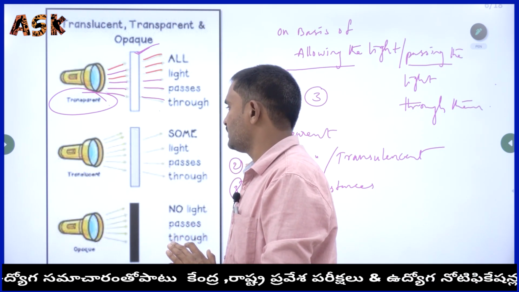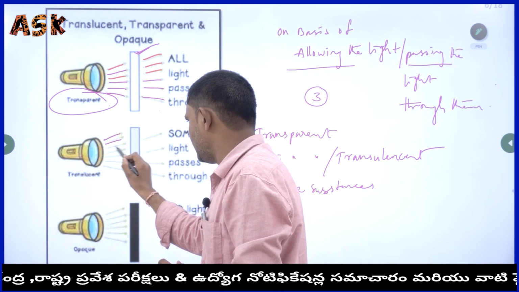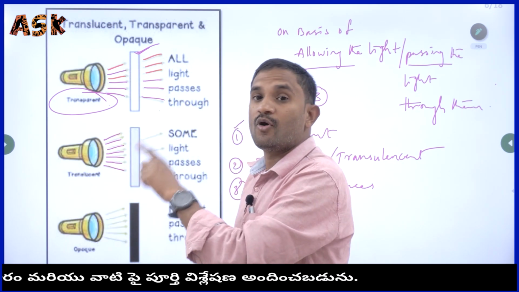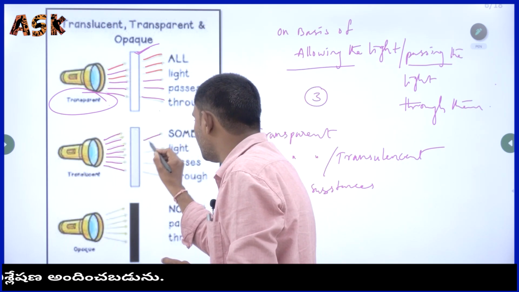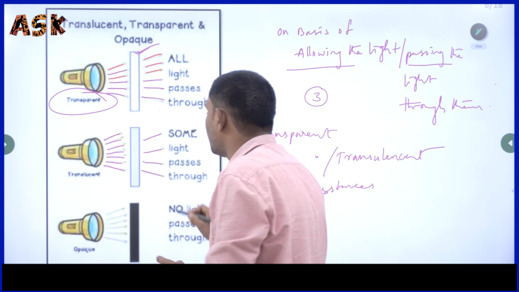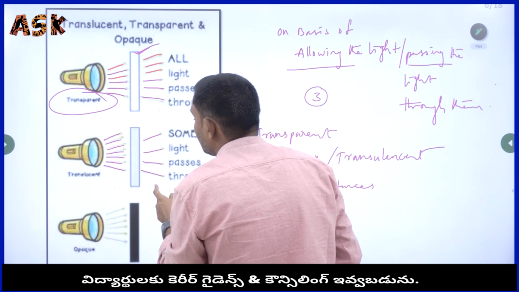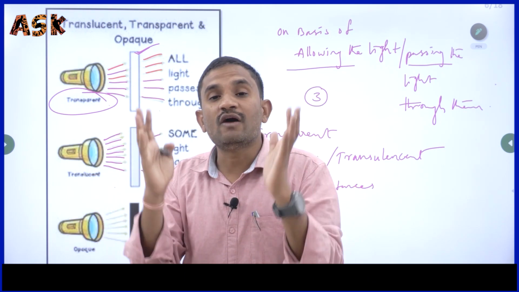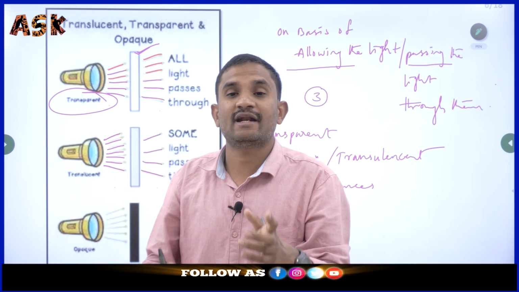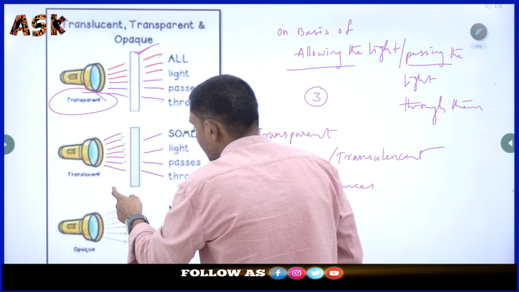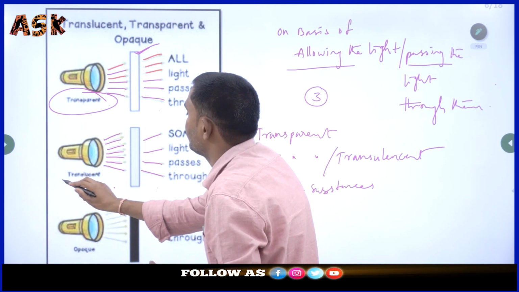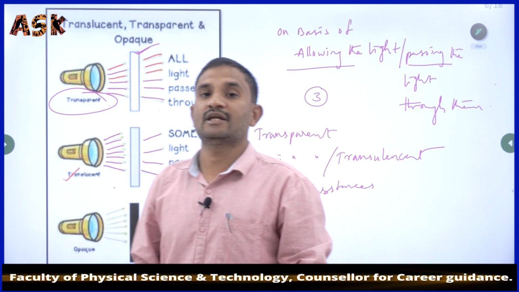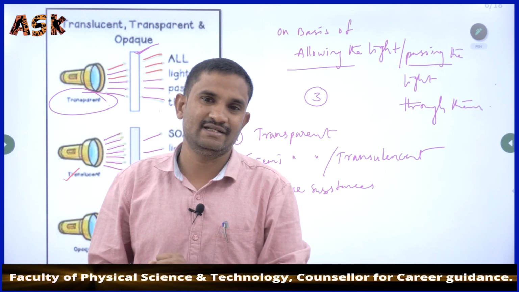Here you have to observe the second example. It is sending so many light rays. Among these light rays, only some are allowed to pass from one side to another side, not completely, just a few of the light rays. This kind of material we have to consider as semi-transparent, that is, translucent materials.